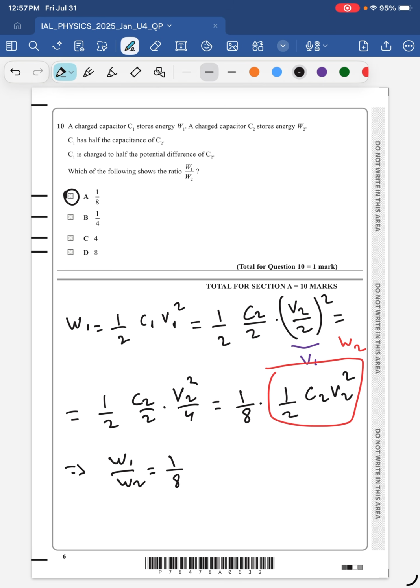This is an example where you actually have to do the work. Both 10 and 9 were examples in which you have to do the math pretty much. So the technique of eliminating the wrong answers doesn't work here, but it's fine. Let's move on to section B now and question 11.